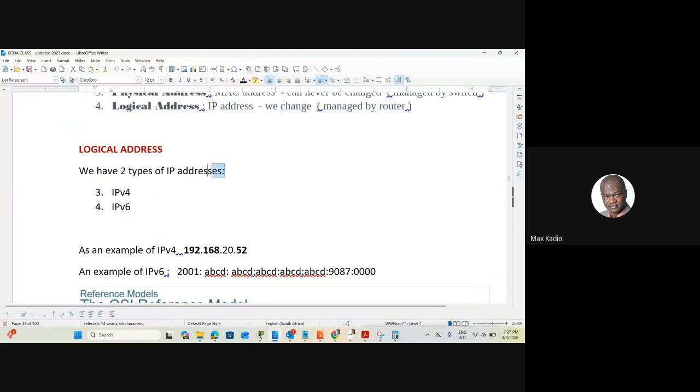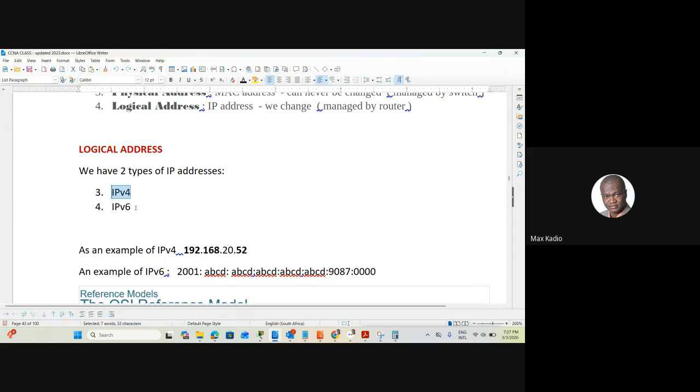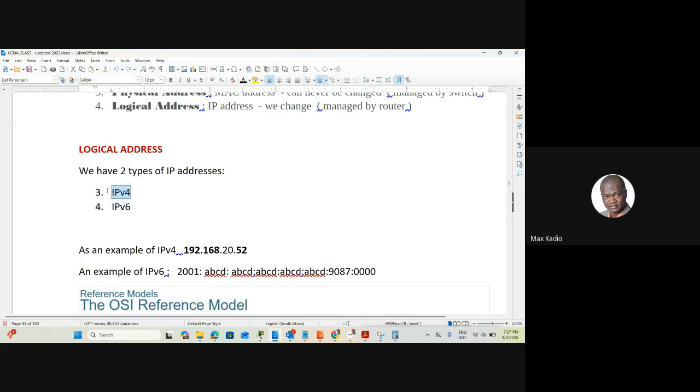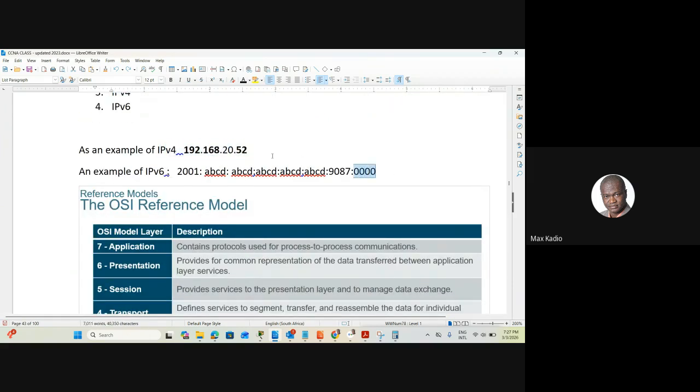And you see we have two types of IP addresses. We have IPv4 and IPv6. For now, we stick to IPv4. This is an example of IPv4. IPv6, you can check again, then continue.